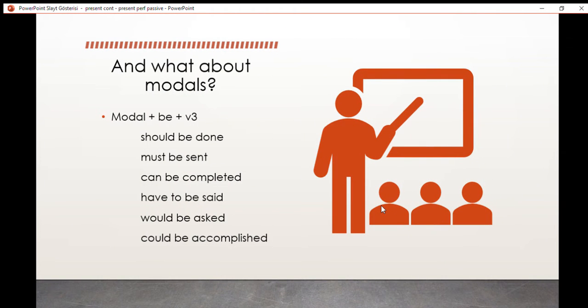And what about modals? We use modal, be, and verb 3. Let's see some examples of modals and passive structure. Should be done. Modal, should, be, verb 3, done. Must be sent, can be completed, have to be said, would be asked, could be accomplished. These are just some examples of modals and some passive voice when we use modals.